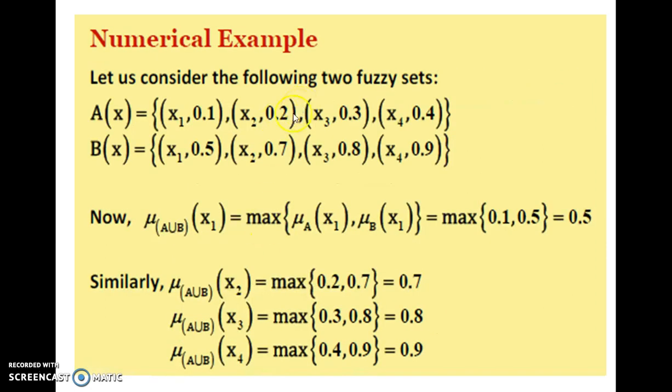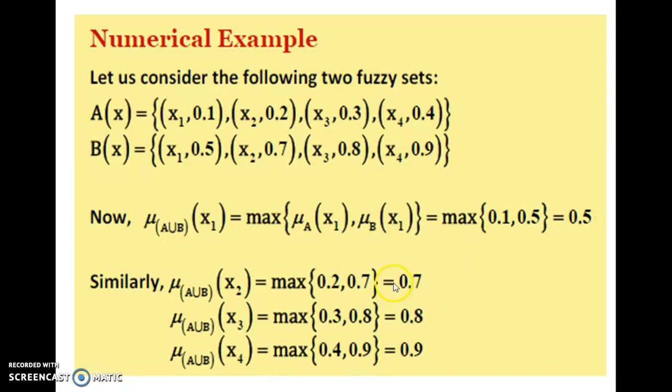The next example is on the union. We have to find the maximum value in a union operation. Here also four data members are given for A of x and B of x. First, for x1, we compare the maximum between mu A of x1 and mu B of x1. What is mu A of x1? It is 0.1. And what is mu B of x1? It is 0.5. So we compare 0.1 and 0.5, and the maximum is 0.5.